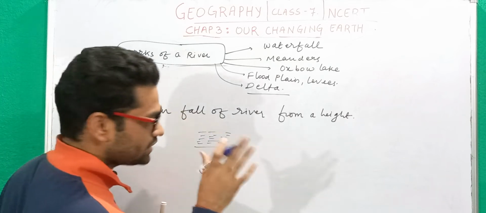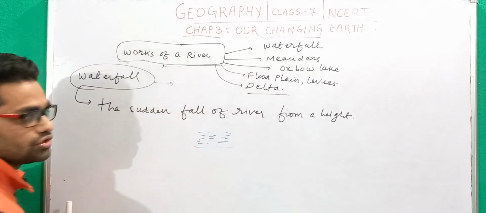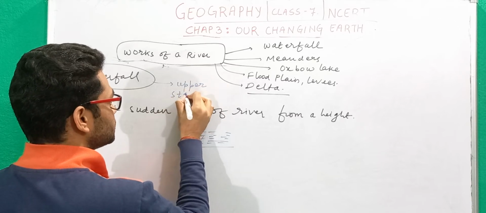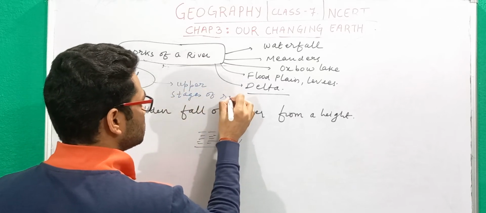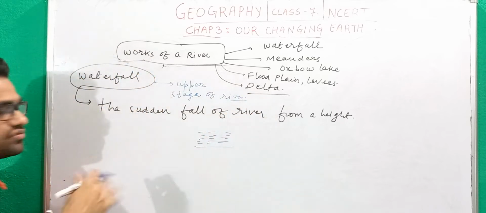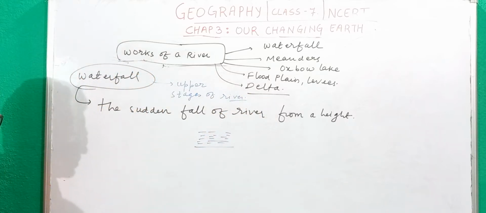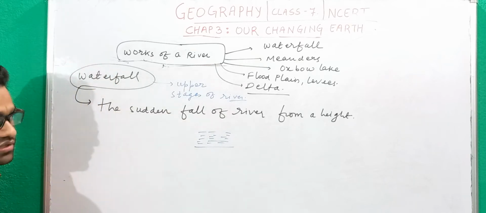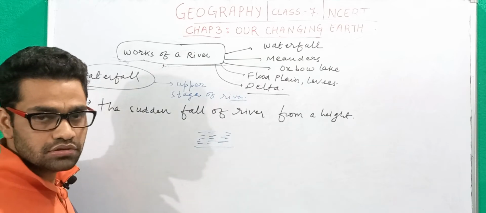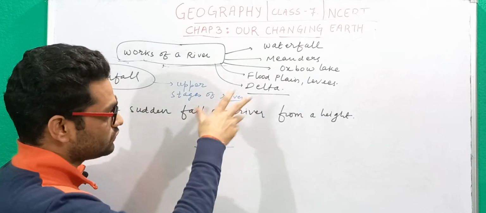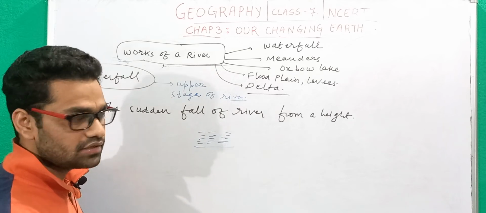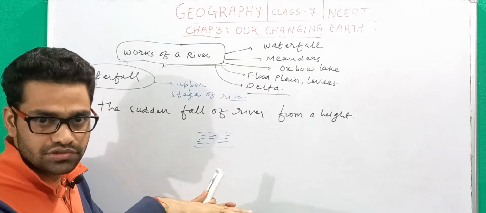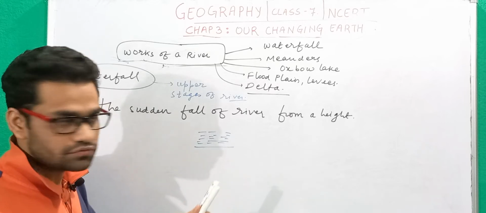So first try to understand that this waterfall you will find in the upper stages of a river. A river basically has three stages. The upper stage, that is the young stage, then you have the mature stage, also called the adult stage, then you have the old stage. The old stage comprises the delta formation and all these things, and it is basically the meeting of the river with the oceans, in which the river submits its water to the oceans.